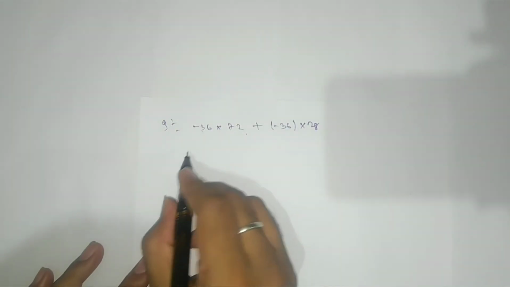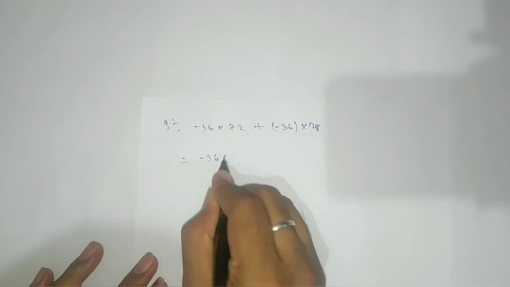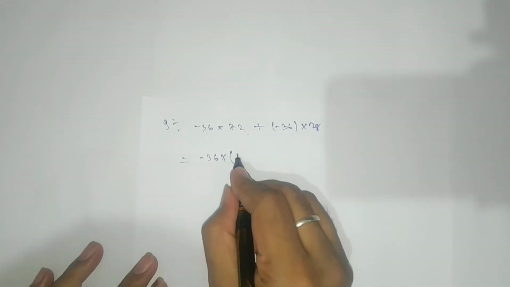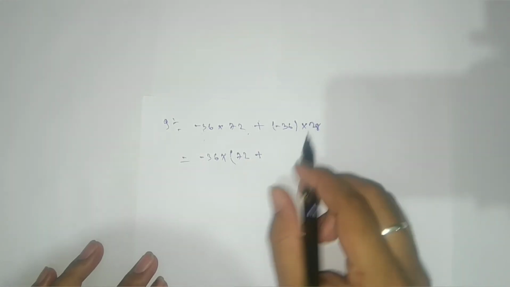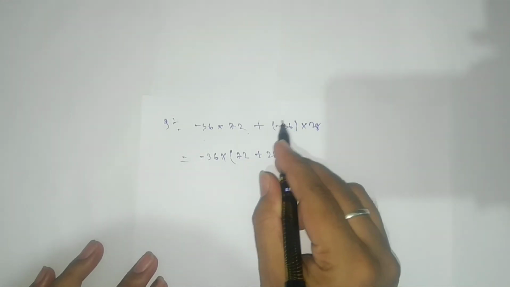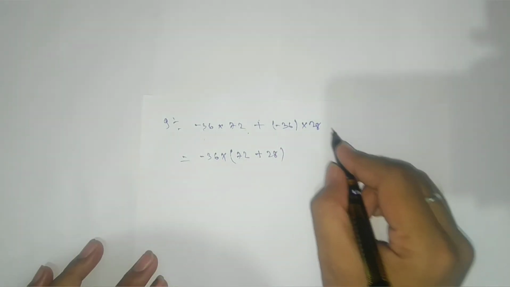Okay, so what we can do, we can take minus 36 common. If we take minus 36 common, you can see here there is a 72. Take it 72. There's a plus symbol right here. There's 28. Take it 28. Already you have taken minus 36 outside. That means this rule you have applied.